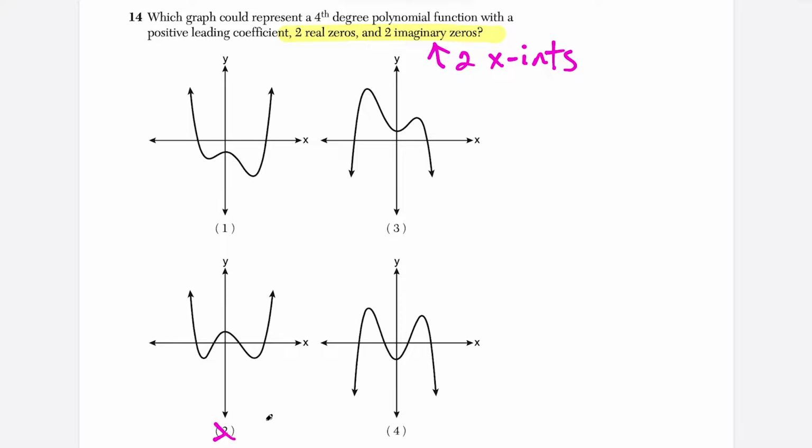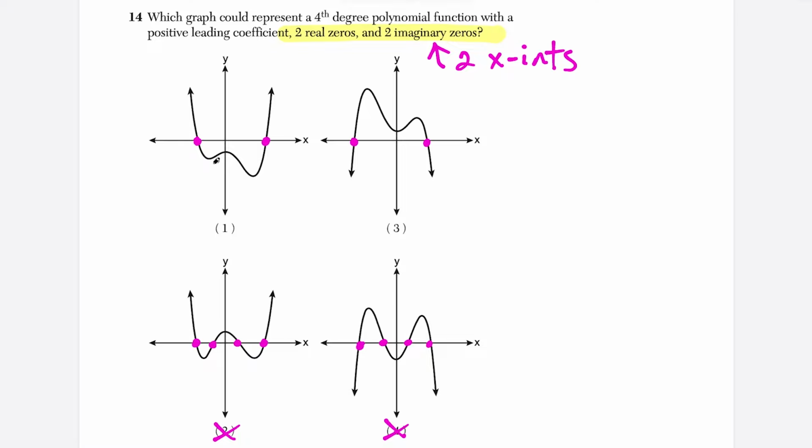So right away, I could eliminate these 2 answer choices because notice that these graphs have 4 real zeros. They have 1, 2, 3, 4 real zeros each. But these graphs only have 2 real zeros. That's 2 points where the graph crosses the x-axis, 2 x-intercepts.